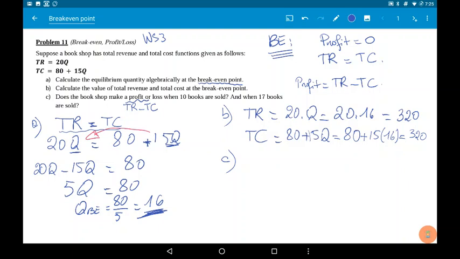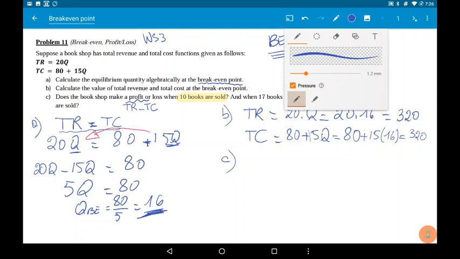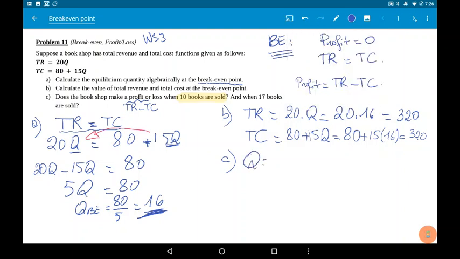C. Does the bookshop make a profit or loss when 10 books are sold? So, when 10 books are sold, this means that Q equals 10. Do we have profit or loss? So we need to calculate the profit, which equals TR minus TC at Q equals 10.